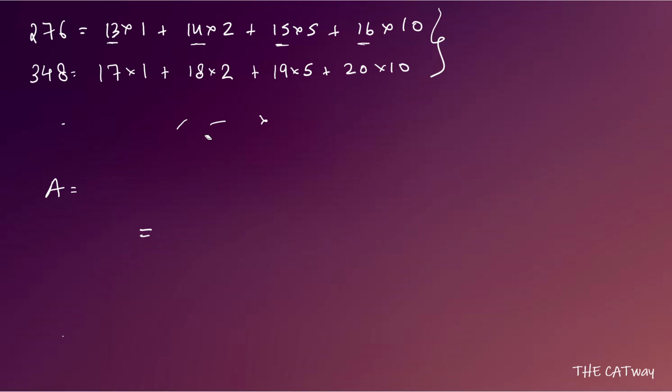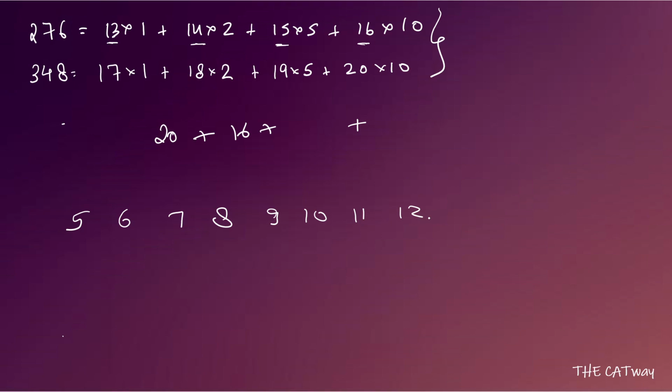Now, what we have been given is, we have 20 10-rupee coins and we have 16 10-rupee coins already allotted. Now two more allocations we have to do. The numbers which are left are 5, 6, 7, 8, 9, 10, 11 and 12.